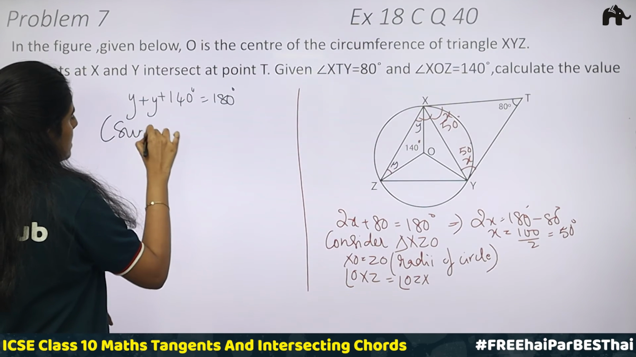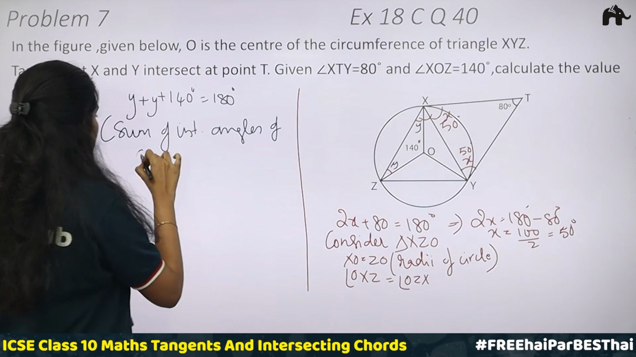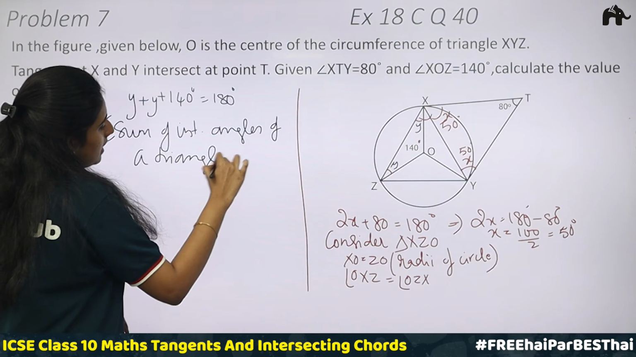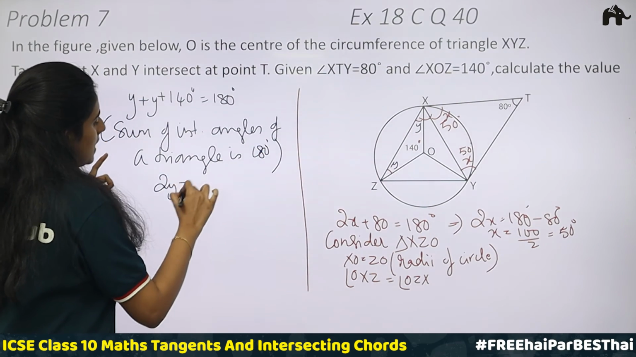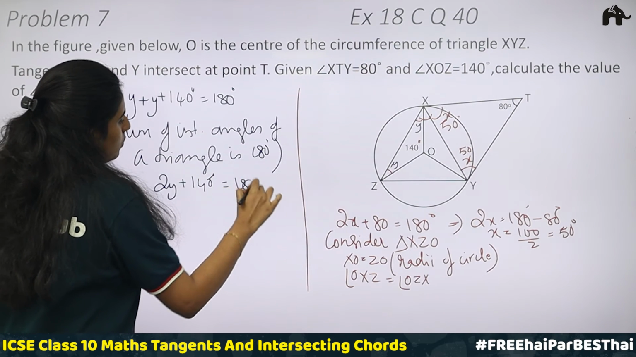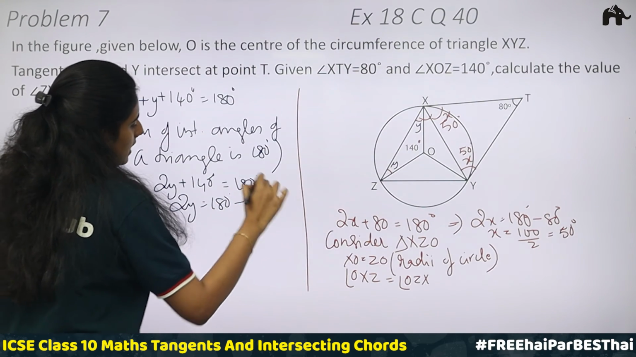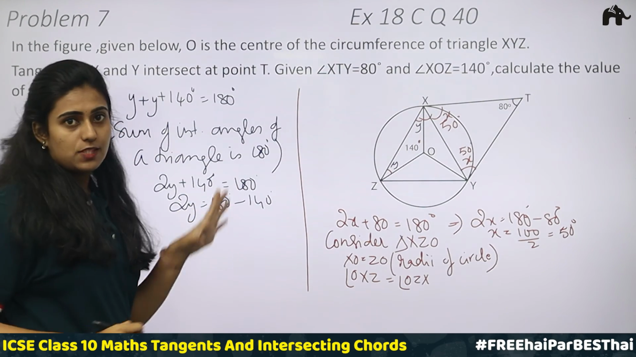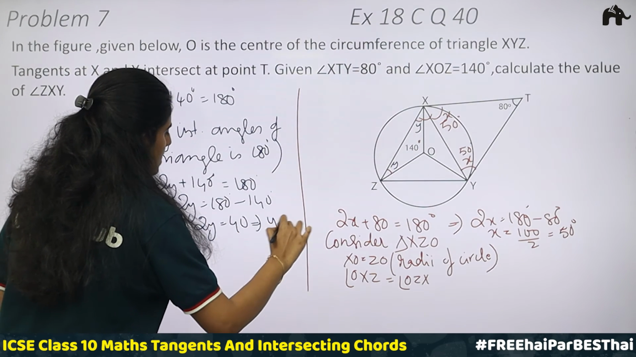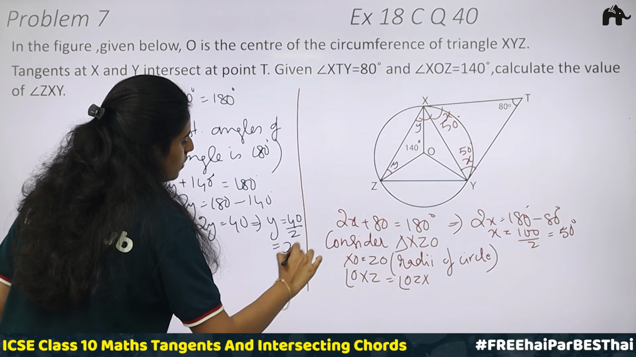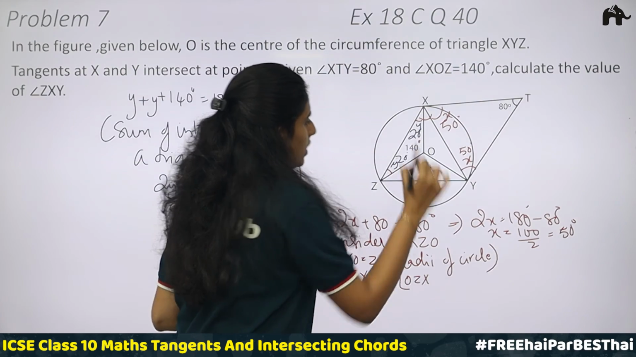Same reason, that is the sum of interior angles of a triangle is 180 degrees. Okay, 2y plus 140 degrees equal to 180 degrees. Then 2y is equal to 180 degrees minus 140 degrees. What is the value of y? 180 minus 140 will be 40. 2y is equal to 40, which means y is equal to 40 divided by 2, and that is 20 degrees. Okay, we are getting this angle 20 degrees and this angle 20 degrees.